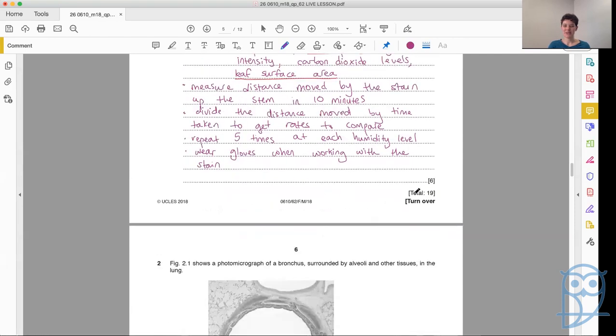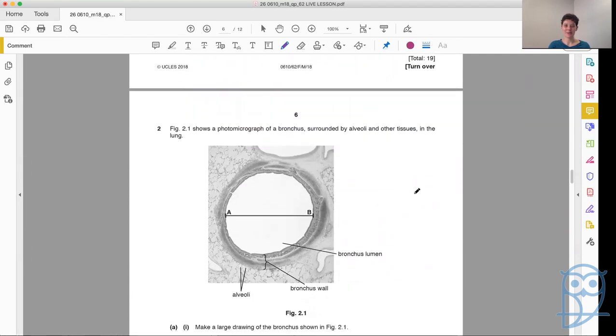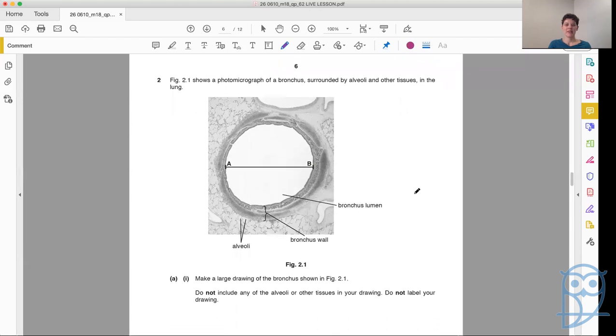Okay, cool. So then let us move on to question 2. And we see we've got something completely different. Figure 2.1 shows a photomicrograph of a bronchus surrounded by alveoli and other tissues in the lung. So if we look at it, these little squiggly bits are our alveoli. The bronchus wall is that whole thick piece there. Then the bronchus lumen is the gap in the middle. So a lumen is always the piece in the middle.